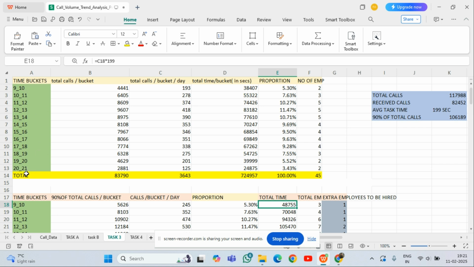9 to 10, I think. Yes, okay, no, it is from 9 a.m. to 9 p.m. So we will distribute all the calls accordingly. We'll calculate all the calls that are in this time bucket, and in all the time buckets, we'll calculate all the calls that are in each and every time bucket.